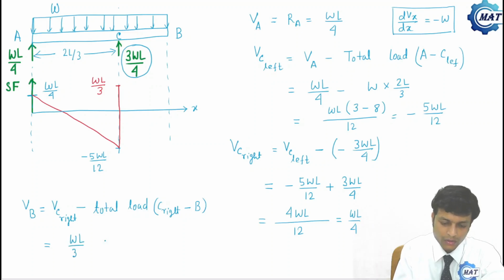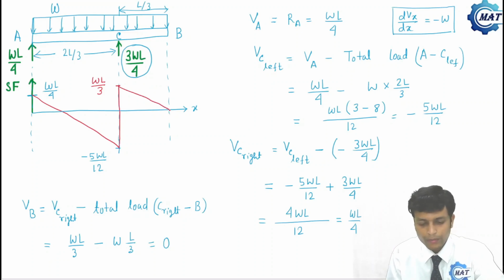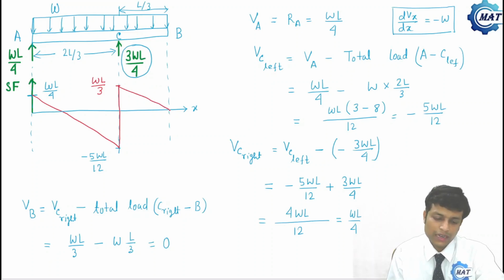And what is the total load? This length, C to B, is L by 3. So that is also minus, intensity is W, length is L by 3. So that is also WL by 3. So that becomes 0. So shear force at point B becomes 0. So this completes the shear force diagram.